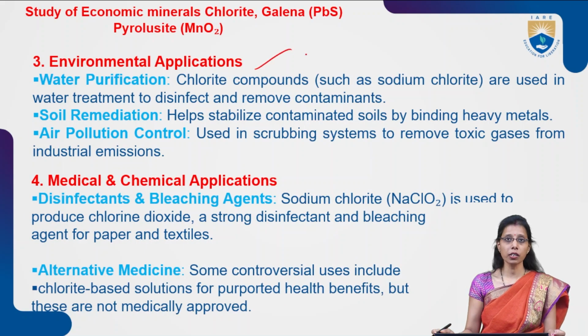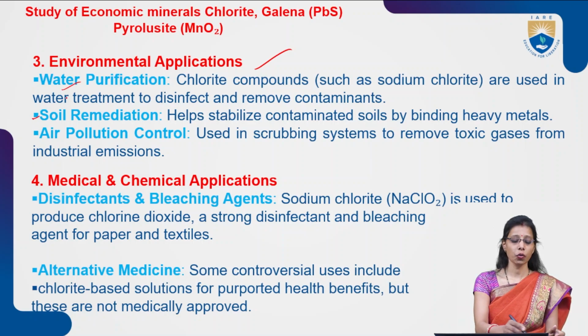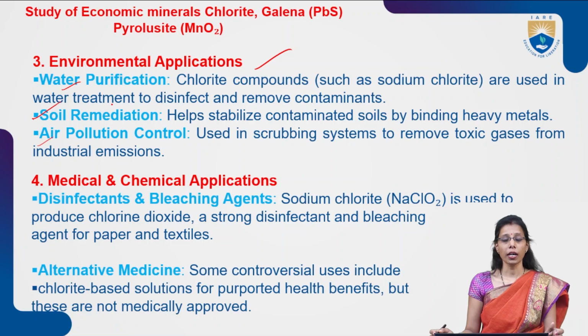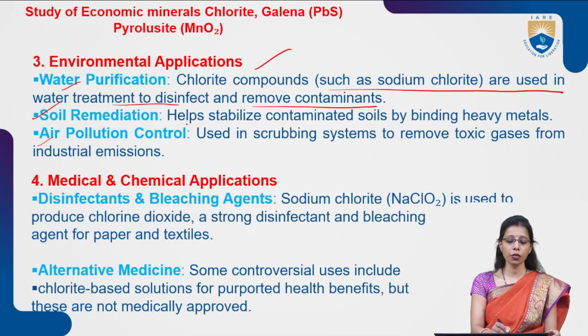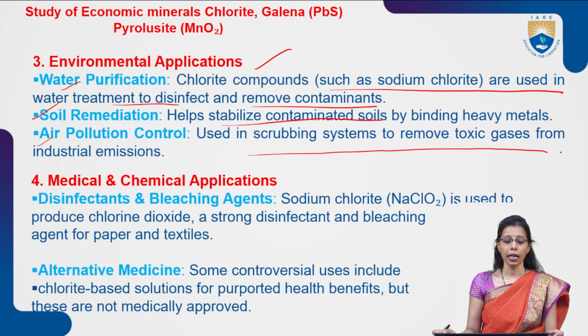The third thing is its application in the environmental field. When we apply this mineral in the environment, it is used in water purification, soil remediation, and air pollution control. For water purification, chlorine compounds such as sodium chlorite are used as a water treatment, to disinfect and remove contaminants from the water. For soil remediation, it helps stabilize contaminated soils by binding heavy metals. For air pollution control, it is used in scrubbing systems to remove toxic gases from industrial emissions.